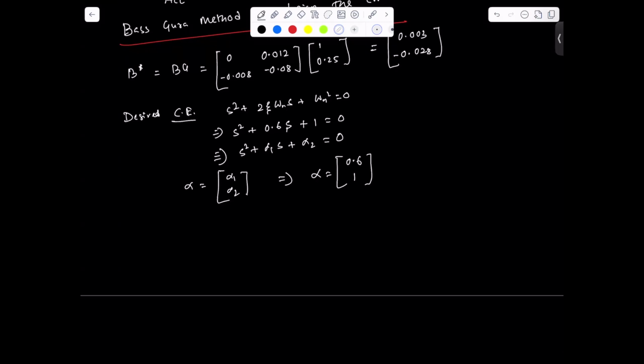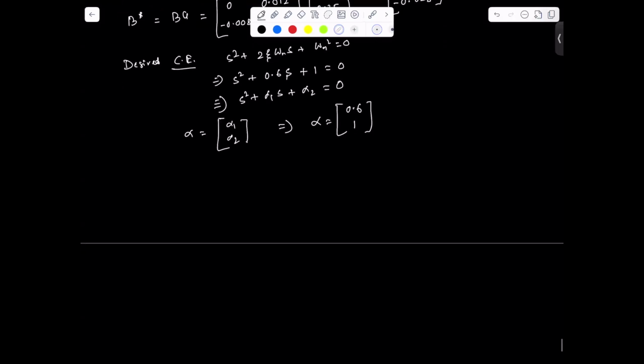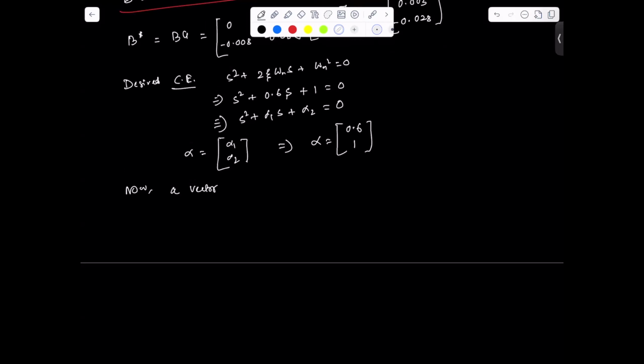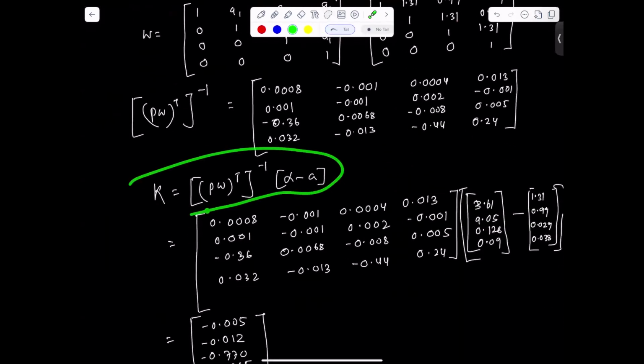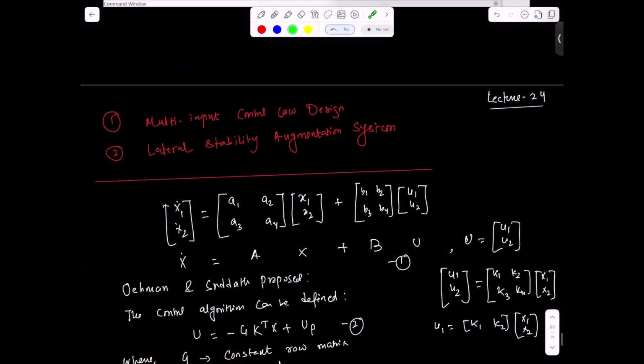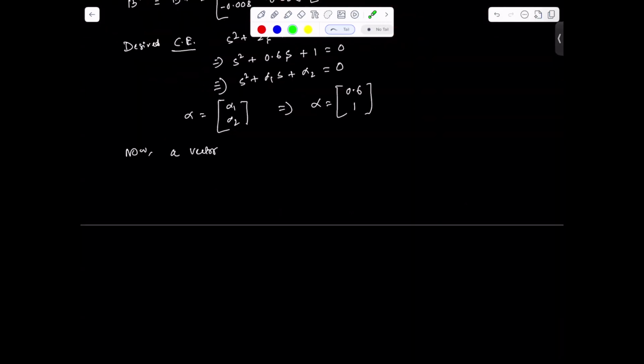Right. Now we have to find the a vector of the system polynomial. Because in the Bass-Gura method, if you remember, we had alpha, a, and also P and W. So these are the parameters we had. This is the expression we had for the Bass-Gura method, for how to find the K matrix, the control gain matrix. So now the a vector can be obtained from the plant matrix A.